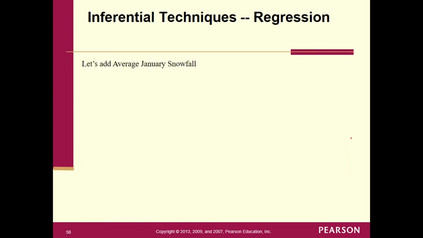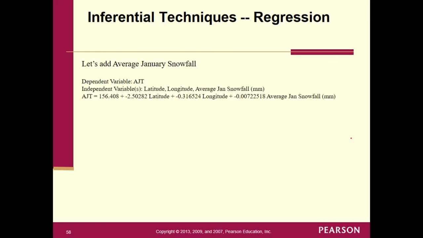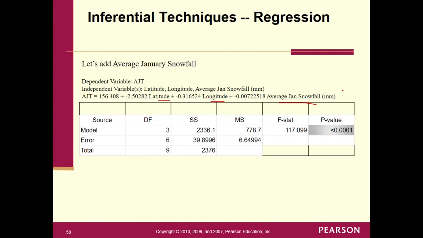Well, let's do this. Let's add average January snowfall to the model now. So now we have latitude, longitude, and average January snowfall. Let's see if that adds anything to predicting average January temperature. Let's take a look. Here's the F-test, and it's rather significant.